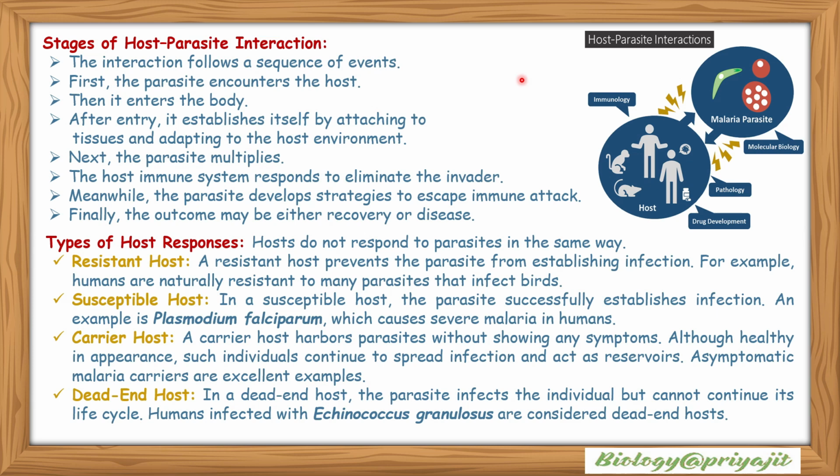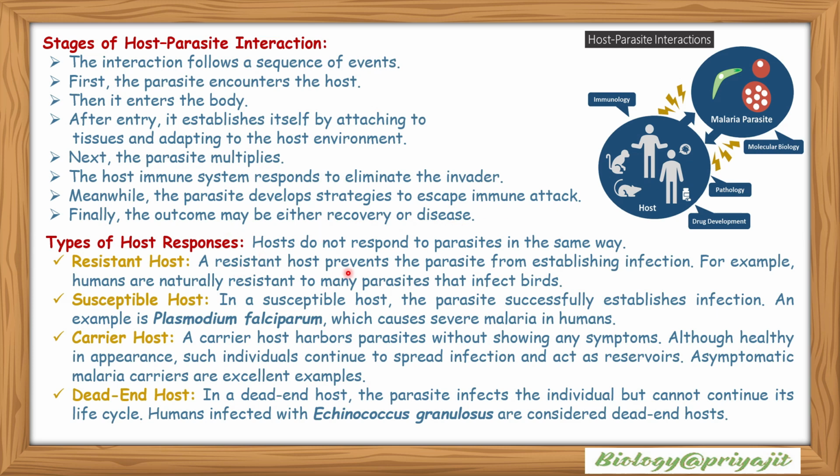Stages of host-parasite interaction. The interaction follows a sequence of events. Firstly, the parasite encounters the host, then it enters the body. After entry, it establishes itself by attaching to tissues and adapting to the host environment. Next, the parasite multiplies. The host immune system responds to eliminate the invader. Meanwhile, the parasite develops strategies to escape immune attack. Finally, the outcome may be either recovery or disease.